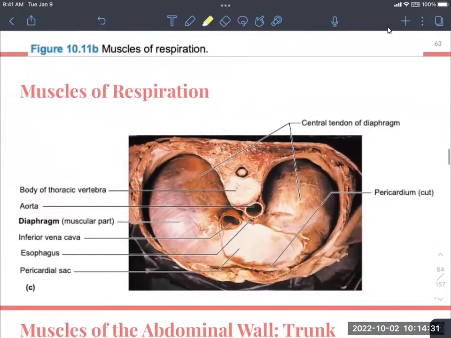Here it is within a cadaver. You see that central tendon, then you see the muscular part of that diaphragm. We can see this in the cadavers, but it will not be asked on a cadaver. If it's asked for the practical, it will be an image only.